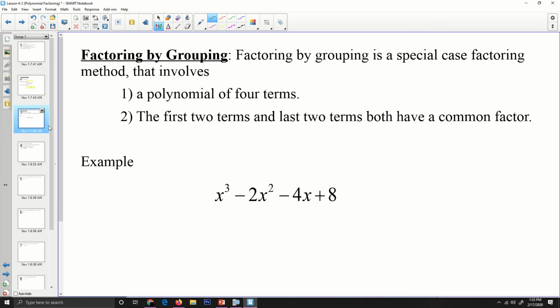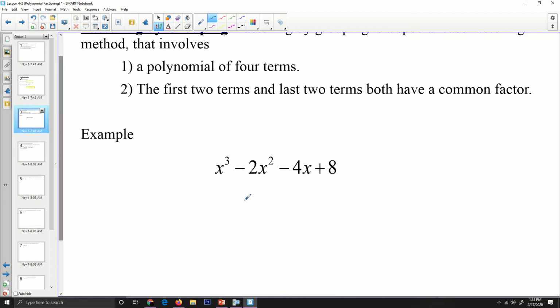So let's move on. Factoring by grouping. Factor by grouping, a special case factoring method that involves a polynomial of 4 terms. The first 2 terms and the last 2 terms must both have a common factor. So when I look at this example right here, I've got 4 terms, and I'm going to group both the first and the second 2 terms. So this first group is going to be x to the third minus 2x squared. And then I'm going to bring down this minus, and I'm going to put a parenthesis around these two.